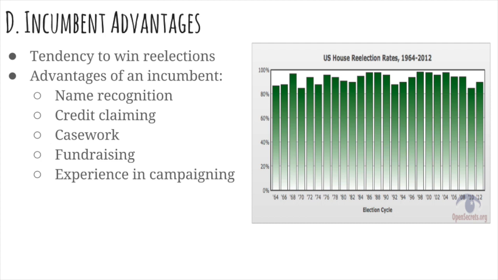Name recognition. People recognize your name, they're going to pick you on the ballot. You can claim credit for good stuff. Maybe you didn't even do it, but you can at least claim credit. Sometimes you did. You can also do what's called casework, which is work for your constituents. You might help them with the federal agencies and all kinds of other stuff. It's much easier to raise money for your campaigns if you can say, hey, I'm already in office, I can help you out. And then finally, if you've already won office, you have some experience in campaigning, and that is clearly an advantage over someone who hasn't.